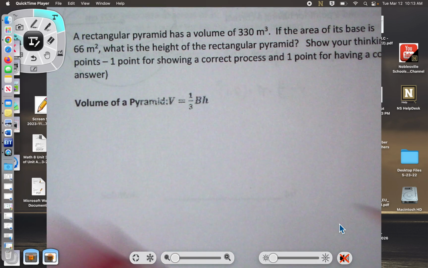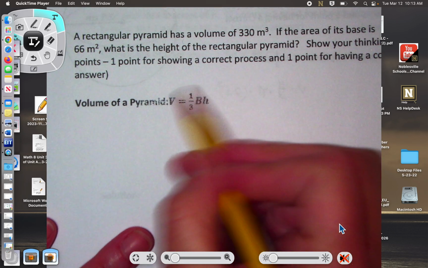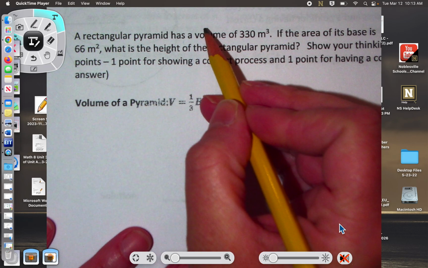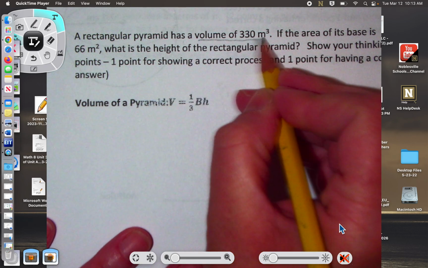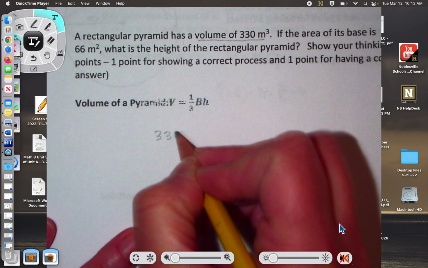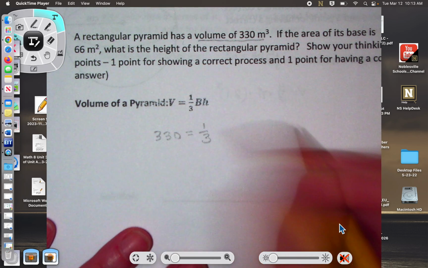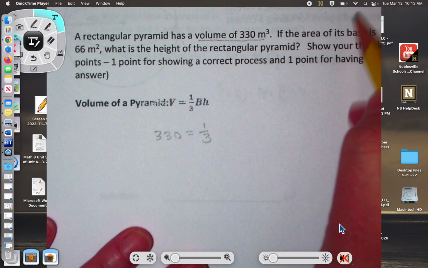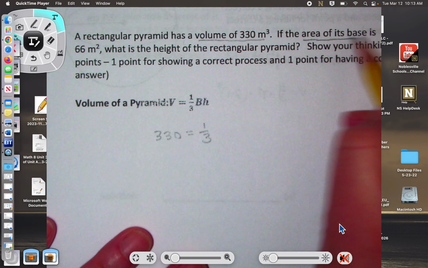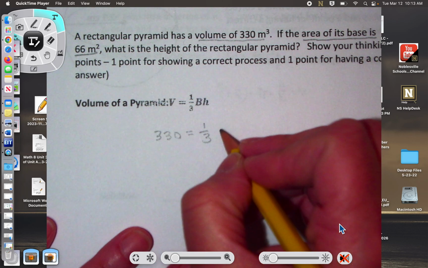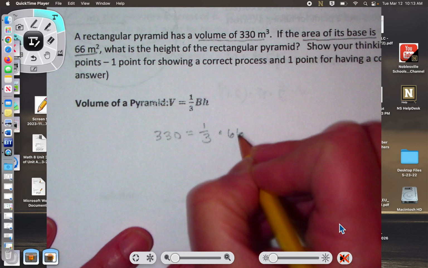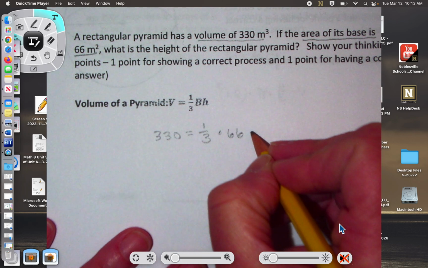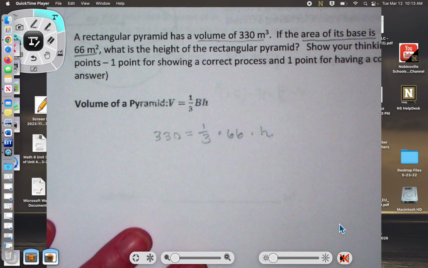Okay, so I have the formula here, right? They give me the volume, so I'm going to put this value here. 330 equals 1/3. Remember, this B is the area of the base. They tell us the area of the base is 66. So I'm going to multiply that, right? And then times the height.